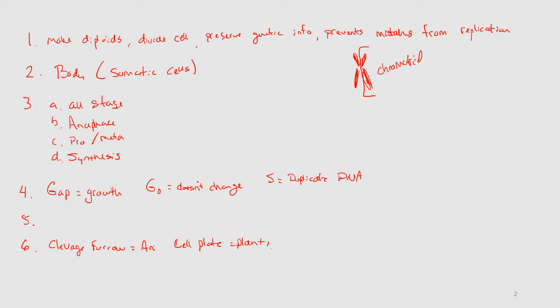Number 7. How are the following involved in cell division? Oh boy. We're running out of time. Number 7. Surface to volume ratio.